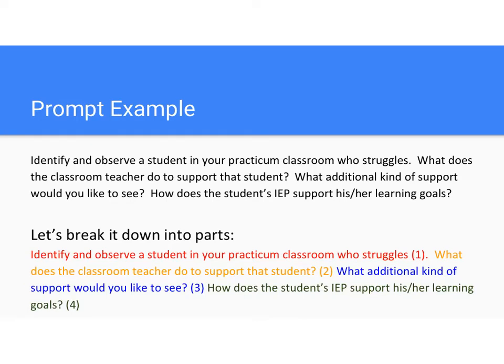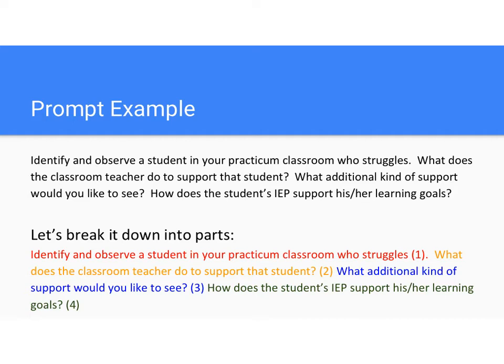So for this prompt example, identify and observe a student in your practicum classroom who struggles. What does the classroom teacher do to support that student? What additional kind of support would you like to see? How does the student's IEP support his or her learning goals? So we're going to break it down into 4 parts. Number 1, identify and observe a student in your practicum classroom who struggles. Number 2, what does the classroom teacher do to support that student? 3, what additional kind of support would you like to see? And 4, how does the student's IEP support his or her learning goals?